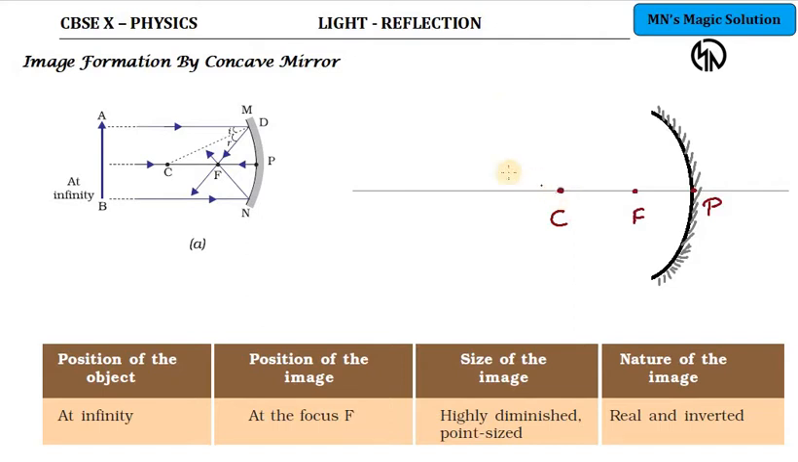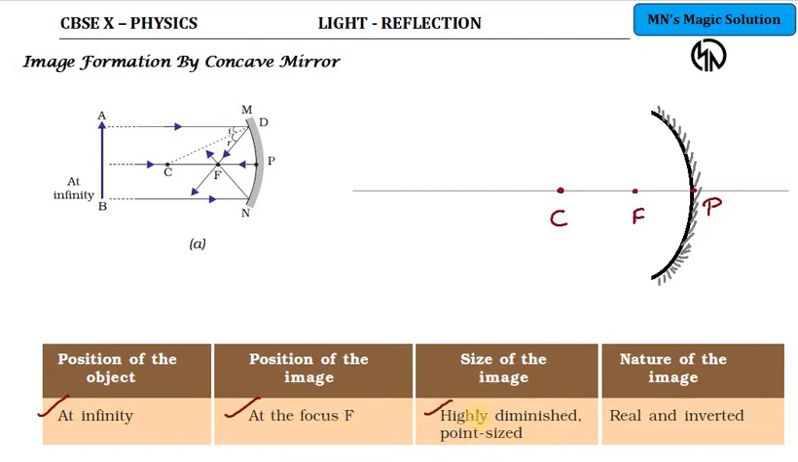Only after this are we going to draw the rays for the ray diagrams. So the first condition is when the object is at infinity. Where is the position of the object? At infinity. Where is the position of the image formed? At focus. So the image gets formed at the focus. Size of the image: highly diminished, point sized.